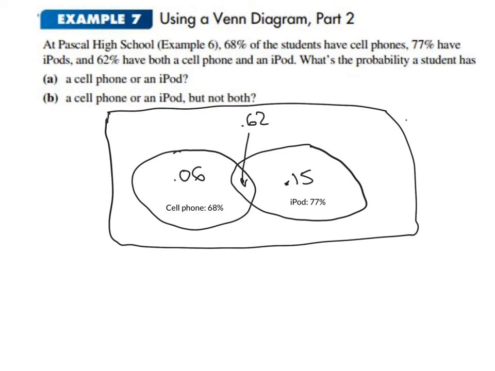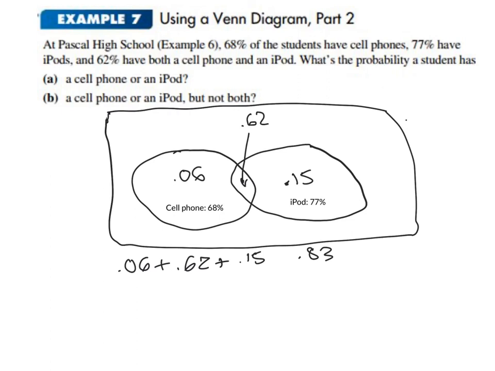So let's answer the question. What's the probability they have a cell phone or an iPod? Well, I could do this by doing 0.06 plus 0.62 plus 0.15, which is 0.68 and 0.15, which is 0.83, or 83% of the students.